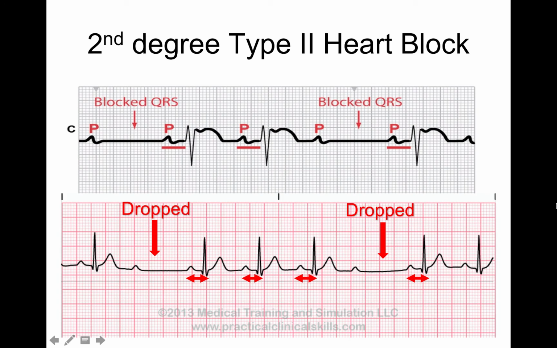Now when it comes time to talk about a second degree type 2 heart block, we call it a Mobitz 2. So what we will see within this presentation is the P waves are going to be within normal limits. What we're going to see is just for some darn reason, we don't have any conduction to the QRS. It's like, what?